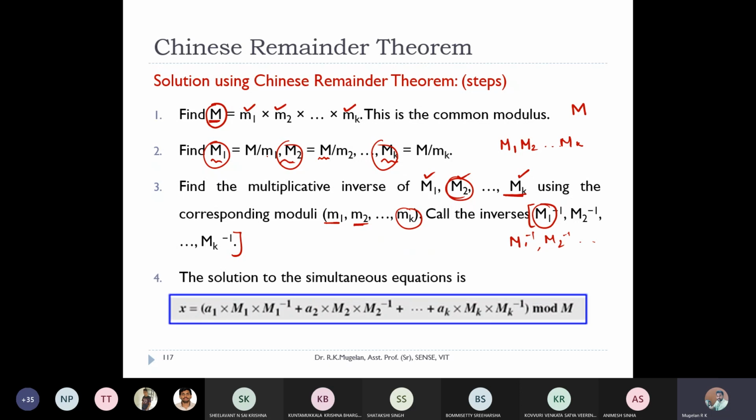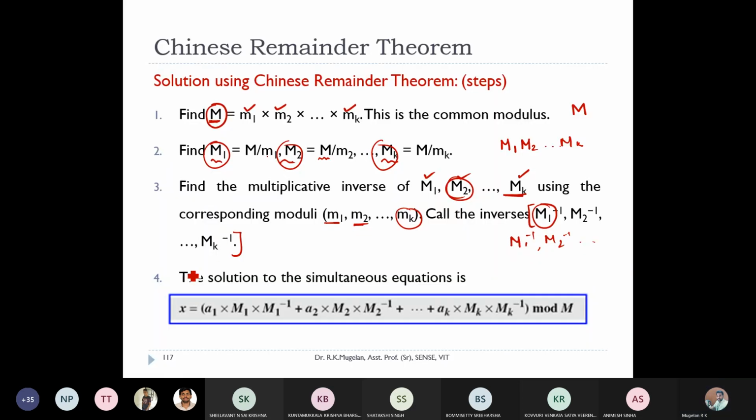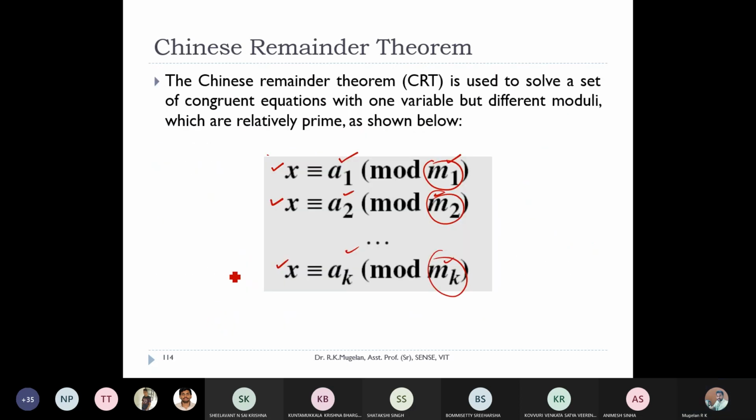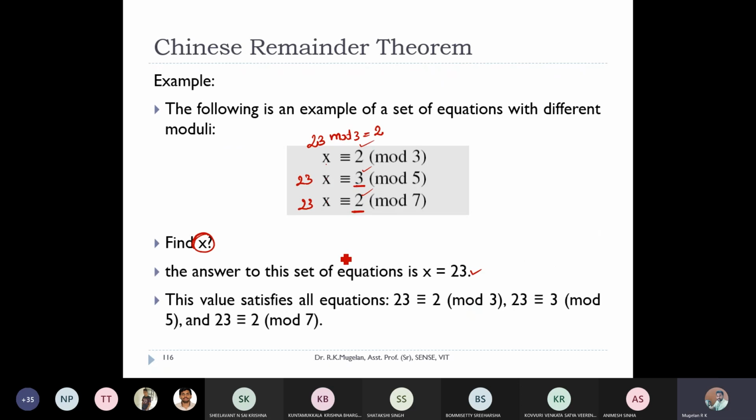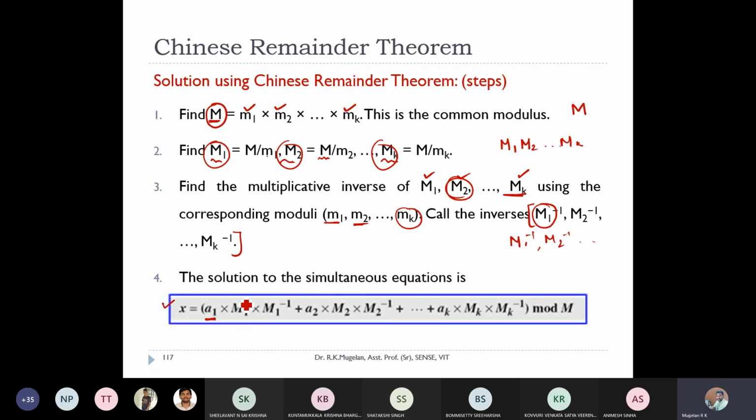And then comes the solution equation. You can find the value of x by simply multiplying a1, where a1 is nothing but the congruent value here, with M1 multiplied with M1 inverse, plus a2 times M2 times M2 inverse, and so on up to the last term. Then the entire thing is taken under a modulo operation of your common modulus.